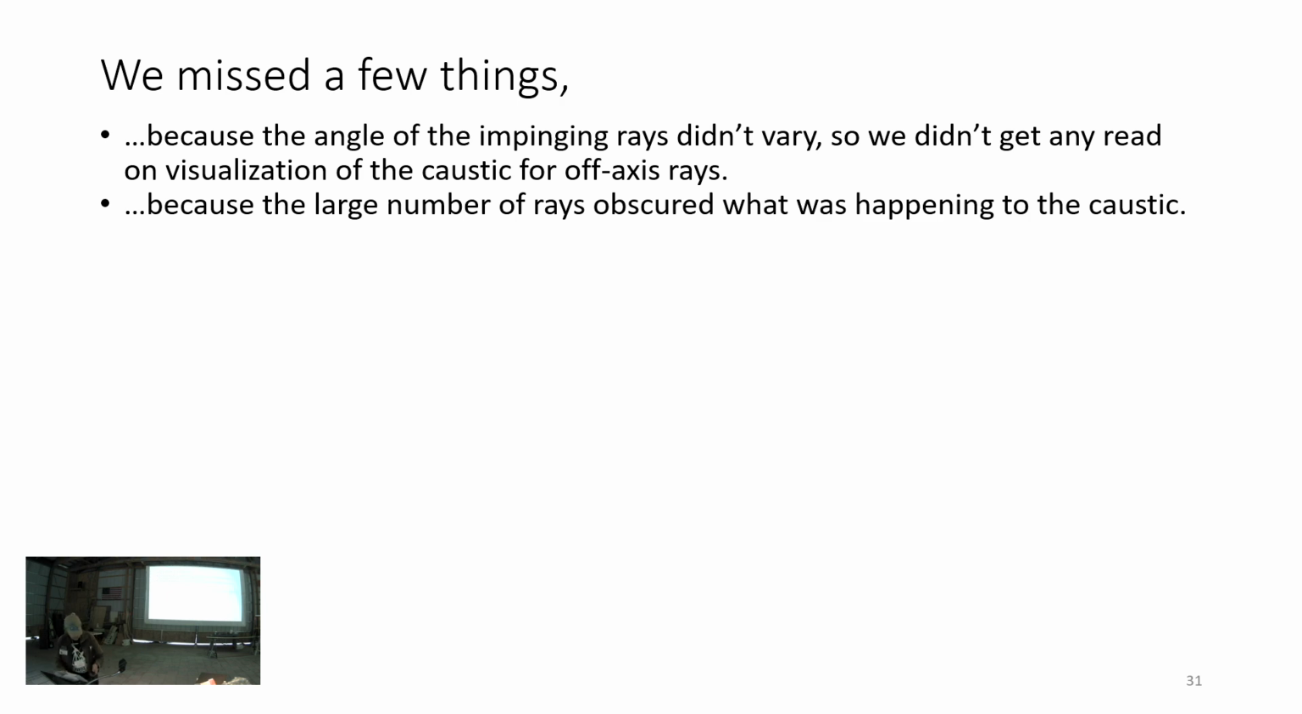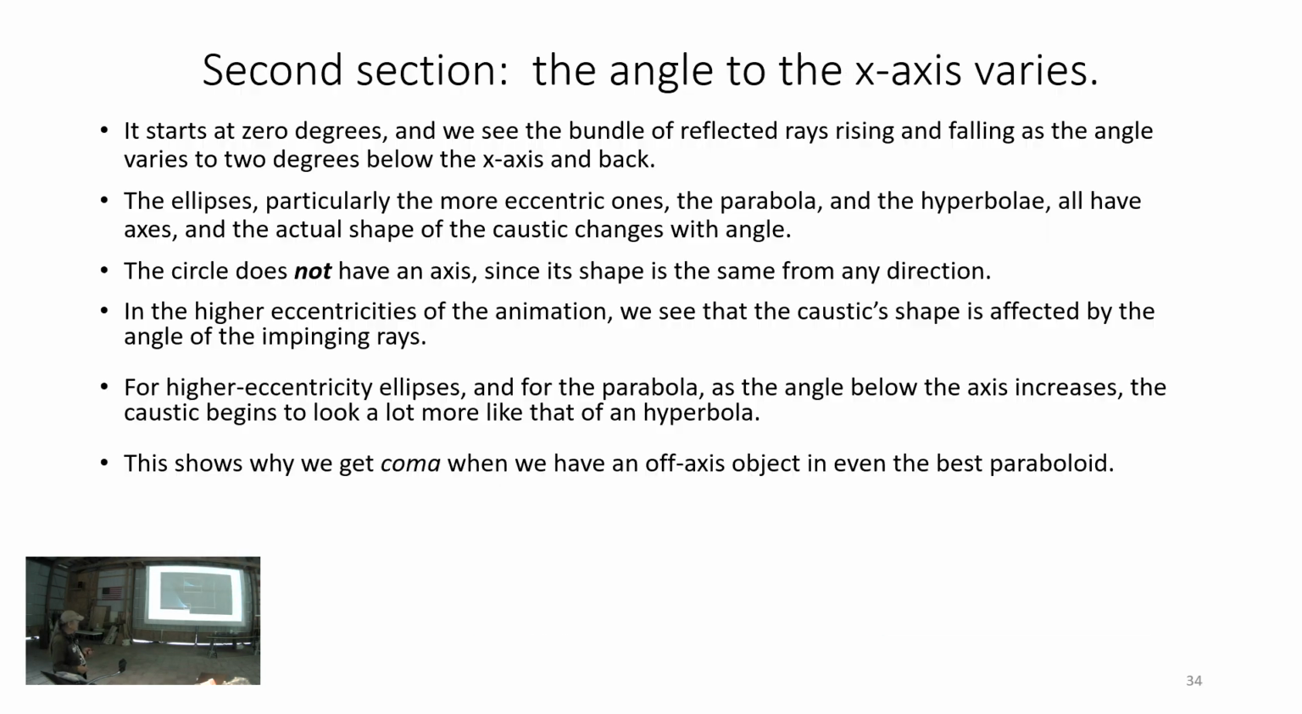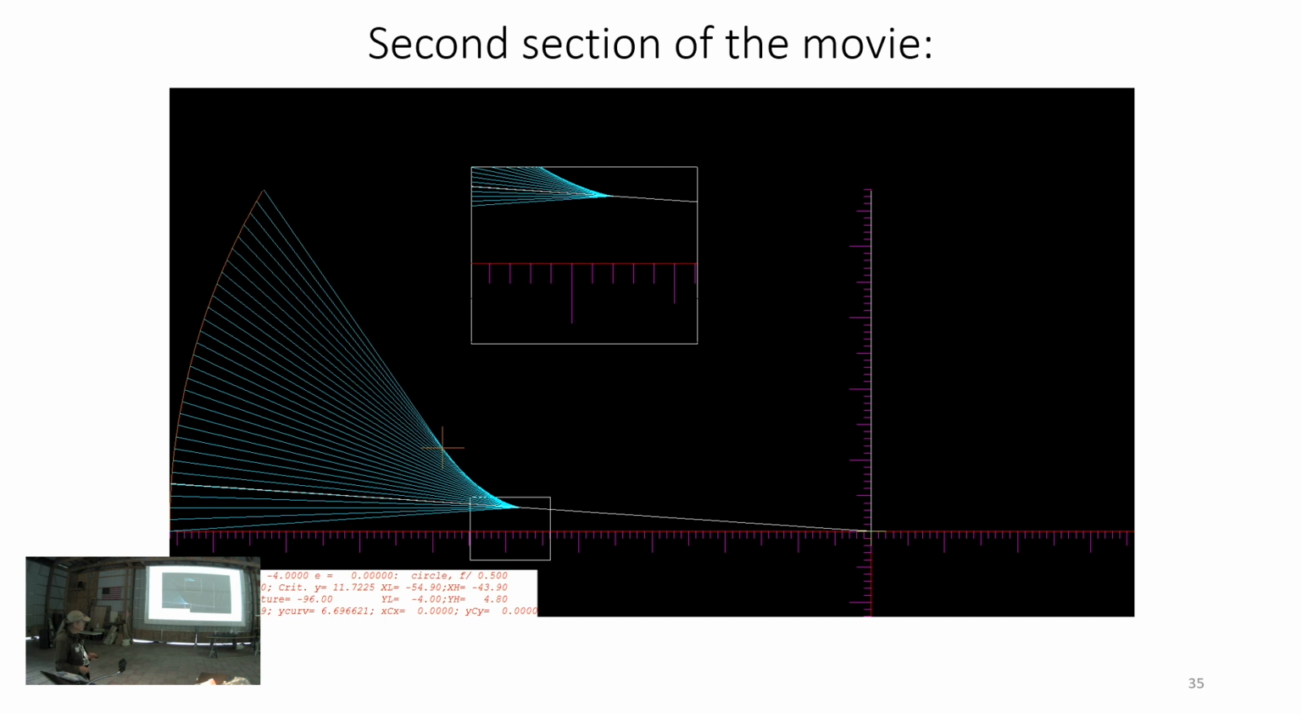Now, I'm just going to bop through these here. That's the one we've already seen. Here's the second section where the angle to the x-axis varies, and this is very interesting if you're an ATM. The white line along the bottom here is the angle of the rays, and it varies from -4 degrees, that's this one, down to +4 degrees, and we'll watch what happens to the caustic.